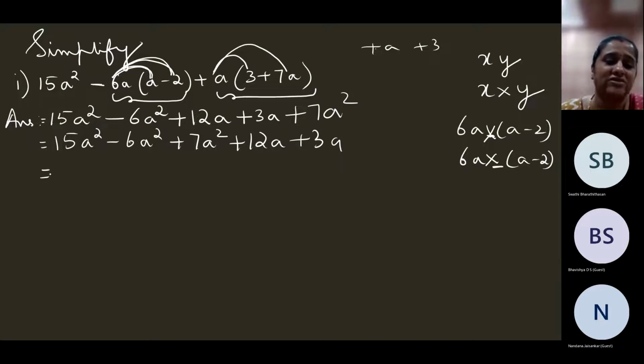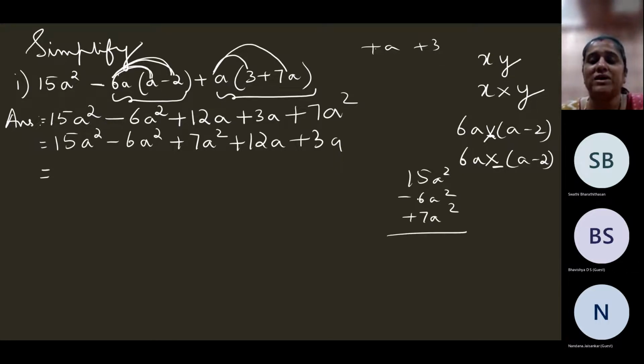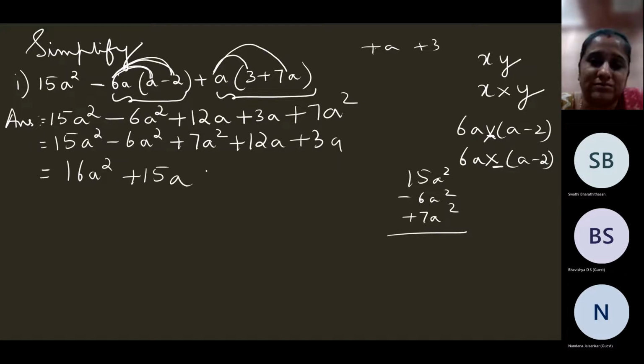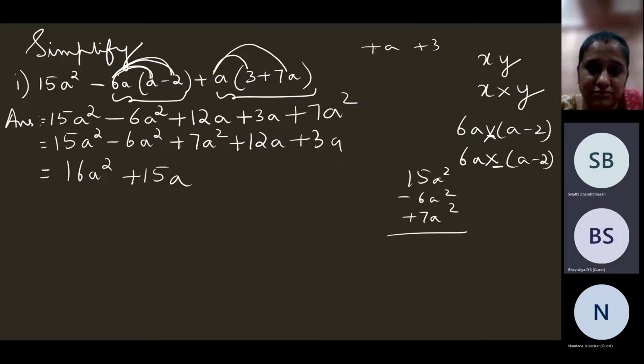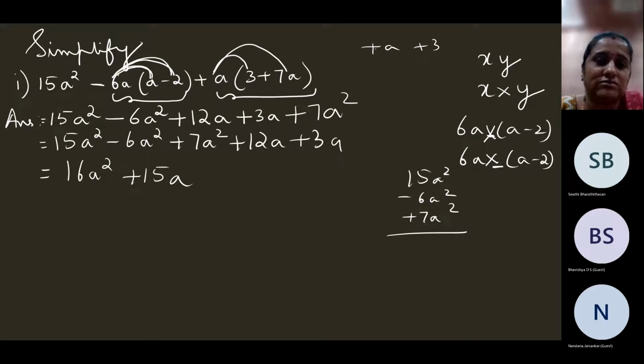Now add or subtract the like terms. So how do you do that? 15a square minus 6a square plus 7a square. We'll do two at a time. 15 minus 6 is 9. 9 plus 7 is 16. So 16a square. And then 12a plus 3a is 15a. That's it. This is the final answer. Understood, children? Yes, ma'am.